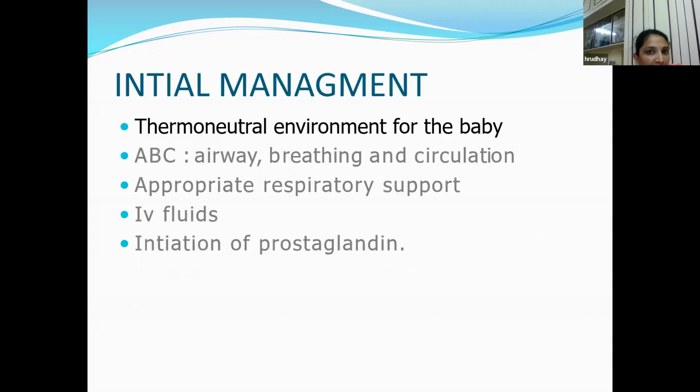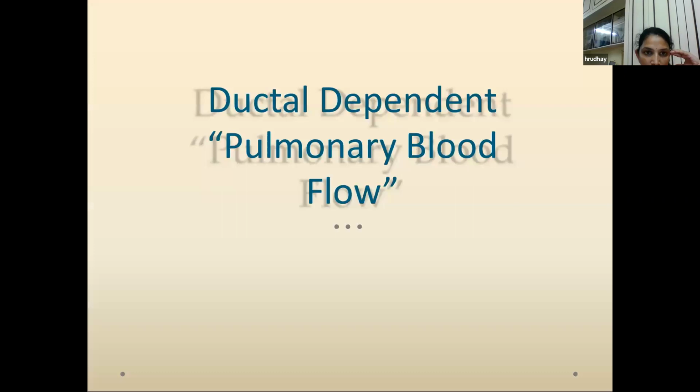Next, how do we manage a critical congenital heart disease? As in any other case, maintain a thermoneutral environment for the baby, airway, breathing and circulation, appropriate respiratory support, IV fluids, and initiation of prostaglandins. You can initiate prostaglandins whether it is an obstructive disease or not, initially, if you have a suspicion of critical congenital heart disease.